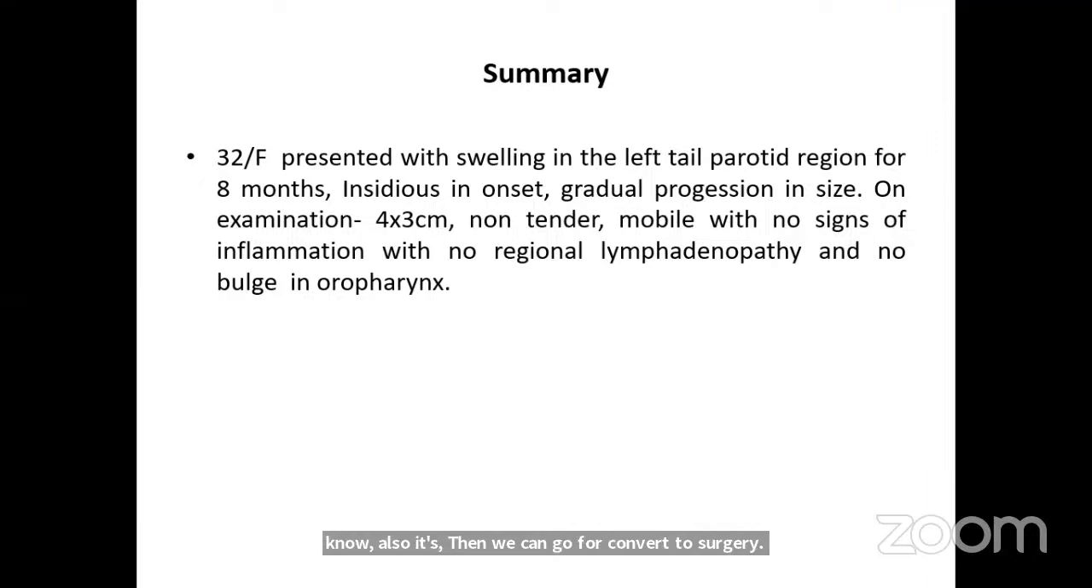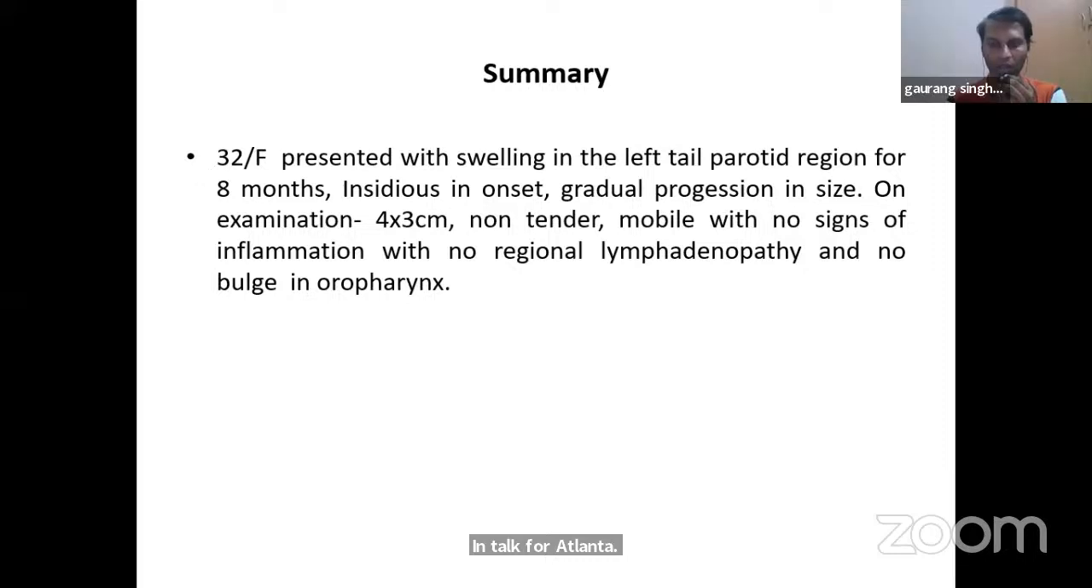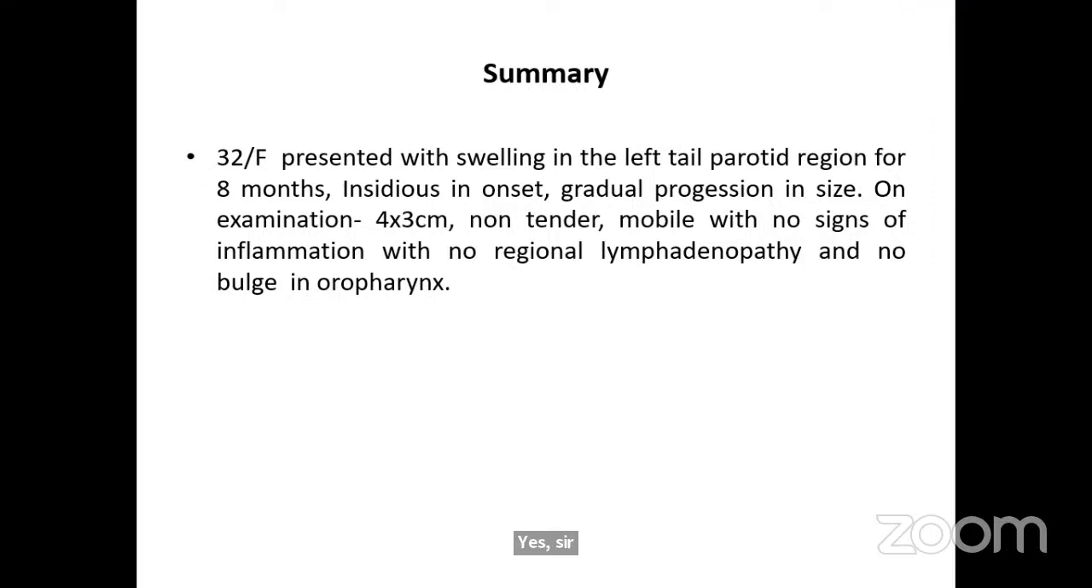You would like to do a superficial parotidectomy? Yes, sir. Superficial parotidectomy. Or adequate parotidectomy? What is your incision that you'd like to use? Would you use nerve monitoring? Go through the sequence of how you surgically manage this patient.